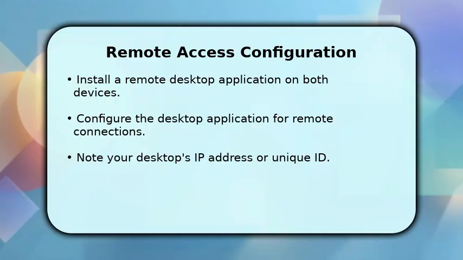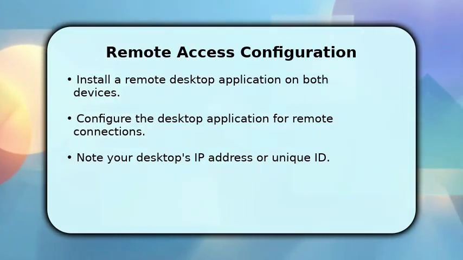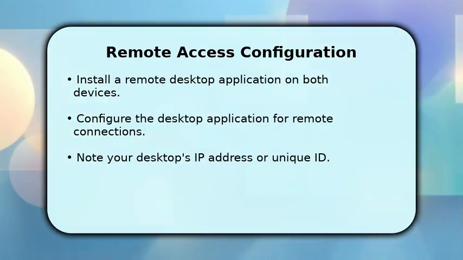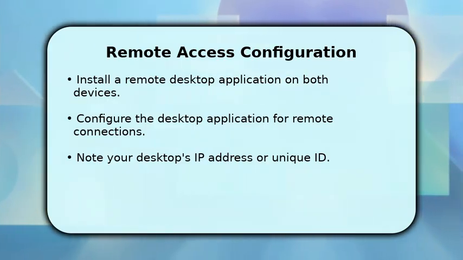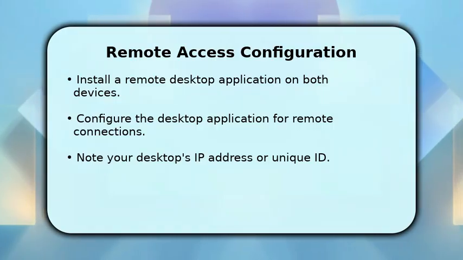Install your chosen remote desktop application on both your desktop and mobile. On your desktop, open the application and enable incoming remote connections. You will typically find an option to generate a unique ID or display your computer's IP address. Crucially, set a robust, complex password for secure access to prevent unauthorized entry.